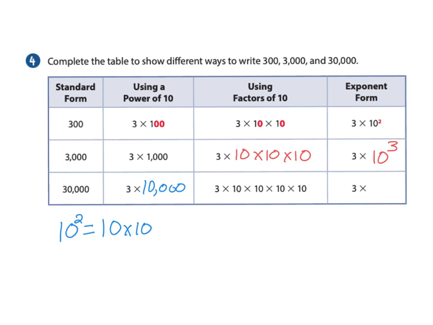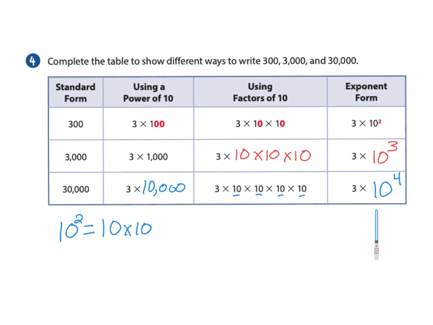Our next blank is the exponent form, so we know that that's going to be 10 to a power. Well, let's count up these zeros, these tens. We have 1, 2, 3, 4. That would be 10 to the first power, the second power, the third power, the fourth power. So we can put our 4 right there.